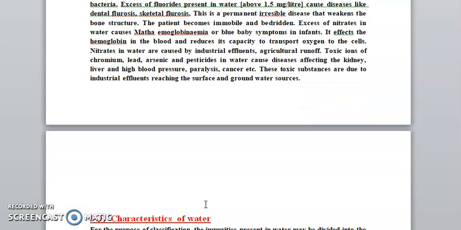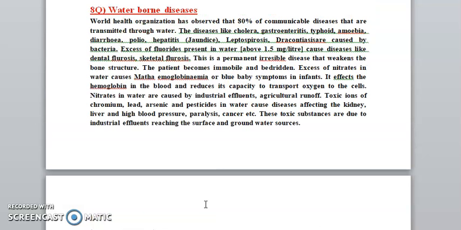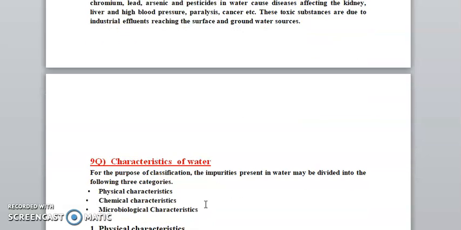This is very important: waterborne diseases. So many diseases come from the water. One is cholera, second is typhoid, then diarrhea, polio, etc., caused by water mixed with industrial wastewater and sewage. If the fluoride is more, dental fluorosis and skeletal fluorosis, many bone diseases will be produced by waterborne diseases. Okay. Now we go to water quality.